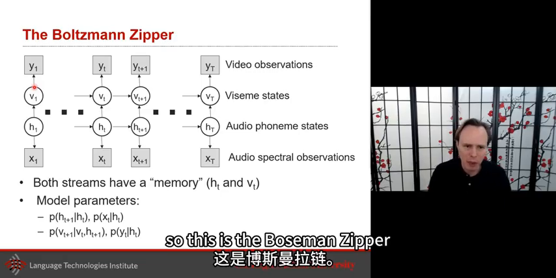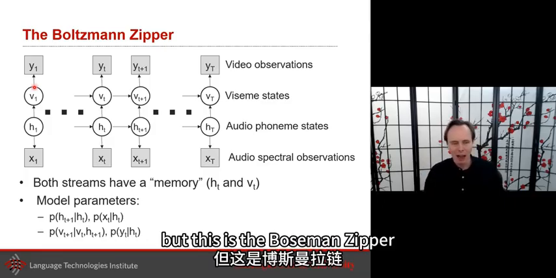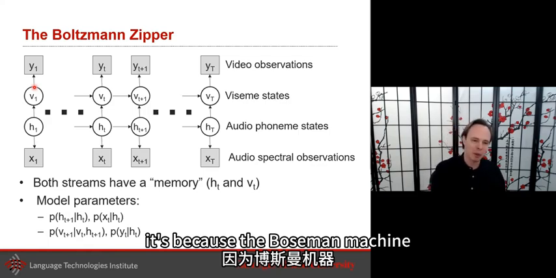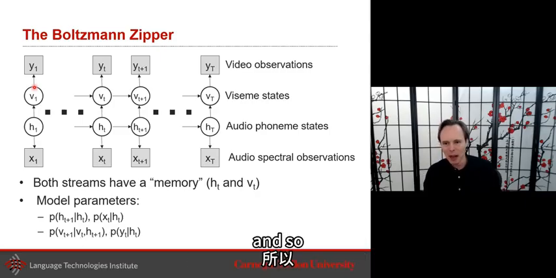So this is the Boltzmann zipper. We'll talk about Boltzmann machines in a little bit, but this is the Boltzmann zipper. It's because of the Boltzmann machine, and then an extension of that was the Boltzmann zipper.